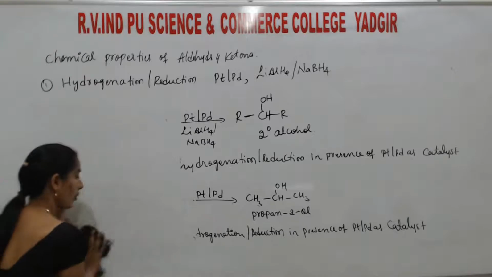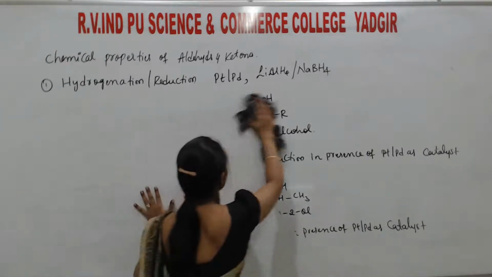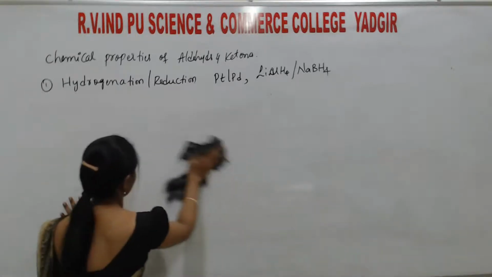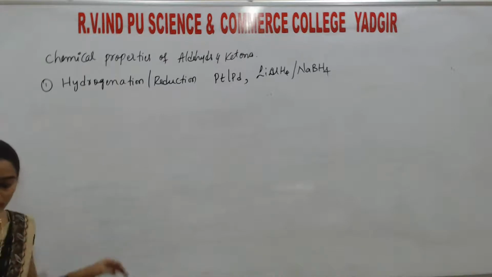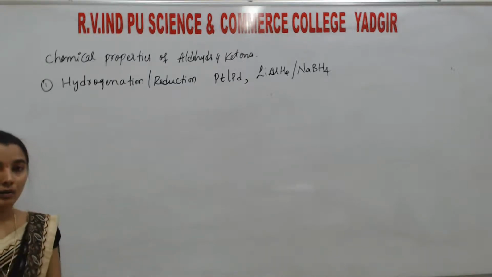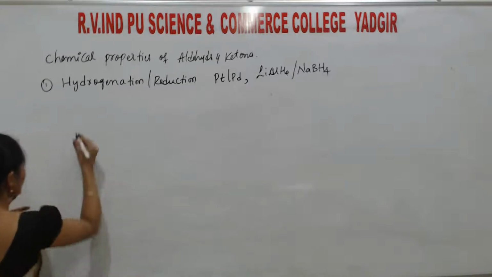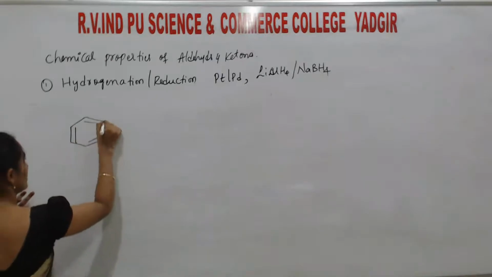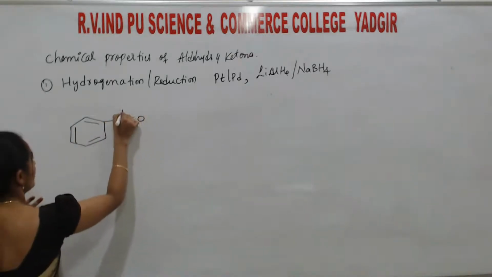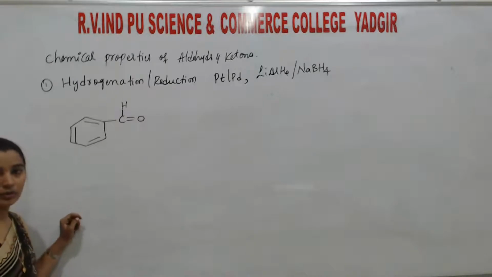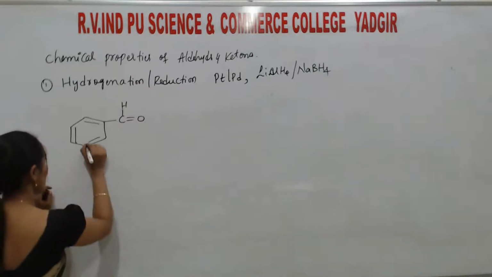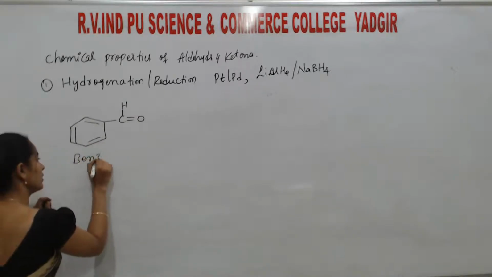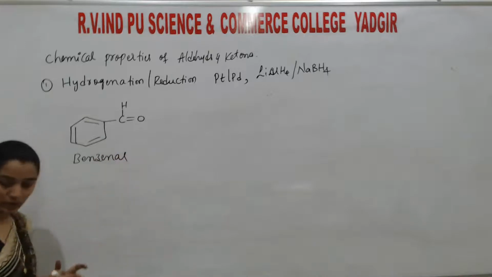The first chemical property. Listen, I gave only an example of an aliphatic compound. So I take the example of this one: benzene, C double bond O, H. What is the name of this compound? Here the CHO group is there, benzene is there. This is benzaldehyde.